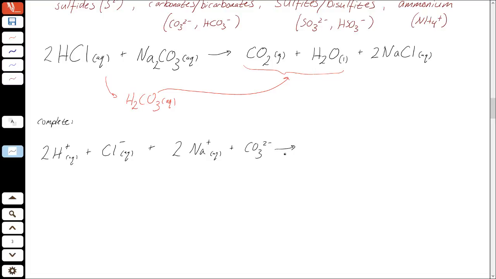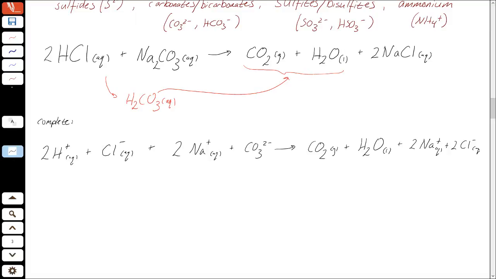And then on the other side, the carbon dioxide gas is not ionic, nothing to break up there. The water is not ionic, nothing to break up there. The NaCl is ionic, so that we're going to break up. So we're going to go CO2 gas, H2O, that's the liquid, 2 Na, and 2 Cl. And those are still aqueous.